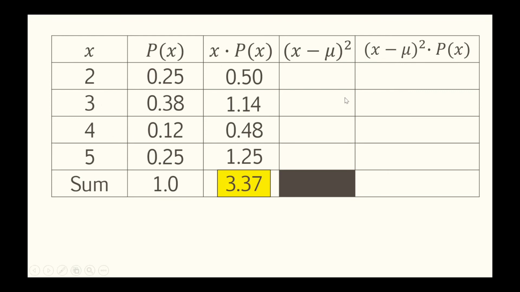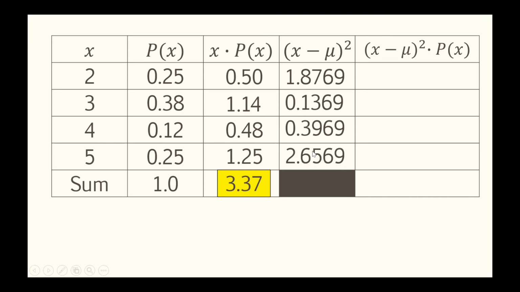To compute for the variance of example 2, we're going to get first the square of the difference of x and mu, or the mean computed. The first, 2 minus 3.37 squared, that is 1.8769. 3 minus 3.37 squared, that is 0.1369. 4 minus 3.37 squared, that is 0.3969. 5 minus 3.37 squared, that is 2.6569.